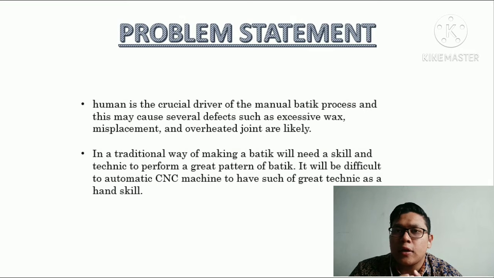The problem statement that led us to come out with this solution is that batik is a manual process, a traditional method using hand skill. It involves humans themselves. Humans are the crucial driver of the manual batik process, and this may cause several defects such as excessive wax, misplacement and overheated joints. To master the pattern, you have to take a lot of time, and humans cannot work 24 hours. They have their own limit in production, and you have to pay their wages. Let's say you have 10 manpower, you have to pay wages for 10 people. For a CNC machine, you don't have to pay wages. You just load some wax, set the pattern, and let the machine run the operation.